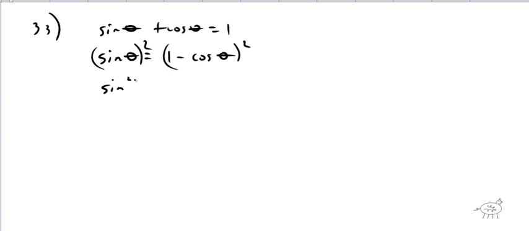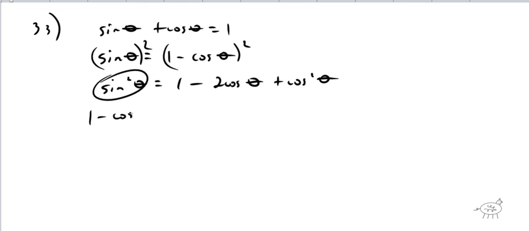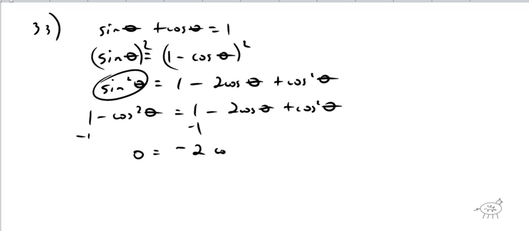So we get sine squared of theta equals 1 minus 2 cosine of theta plus cosine squared of theta. All right, so then I'm going to change that. Everything's in terms of cosine except for this, so that's 1 minus cosine squared of theta equals 1 minus 2 cosine theta plus cosine squared of theta. And so the 1's cancel. If I subtract 1 from all sides, that cancels. And if I add cosine squared, I get 2. So you wind up with 0 equals negative 2 cosine of theta plus cosine squared of theta.